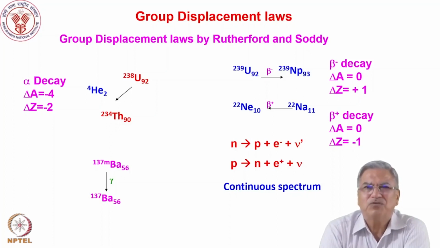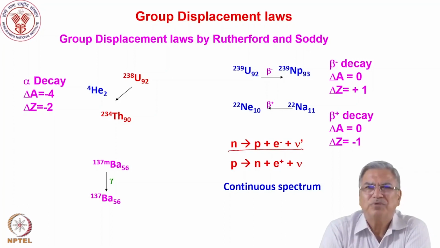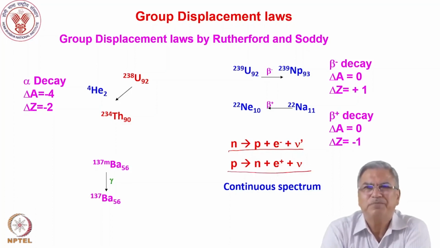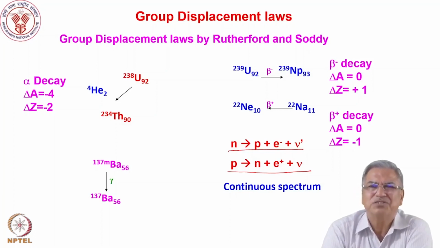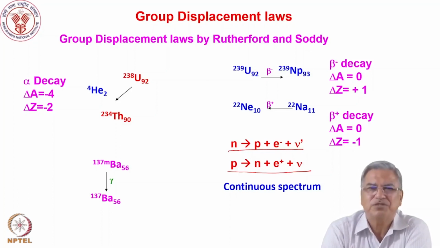The fundamental equations representing the beta minus and beta plus decay are given there. The neutron going to proton, and in the process an electron is emitted and also an antineutrino. Whereas for the positron decay, the beta plus decay, proton is converted into a neutron, and in the process a positron and a neutrino is emitted. And we'll discuss later on in details the beta decay theory. Because of the three-body interactions, the beta spectra are continuous, unlike the alpha spectra.